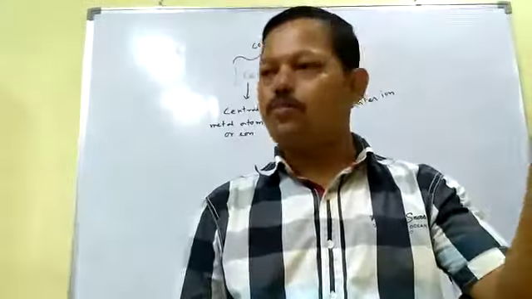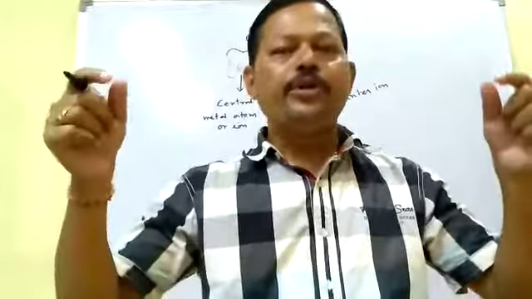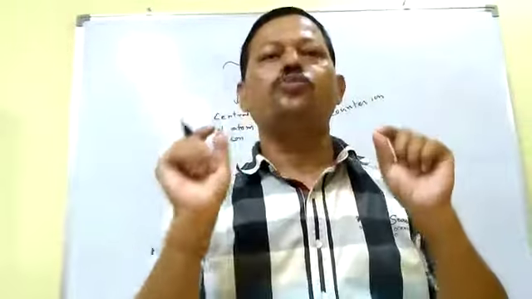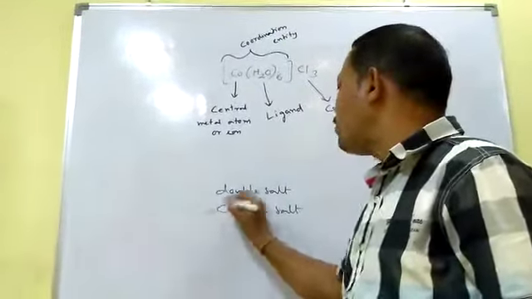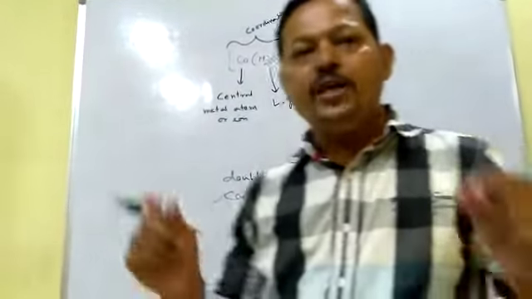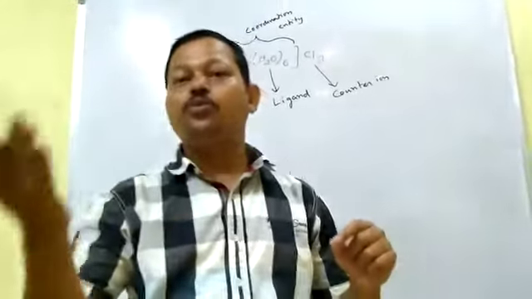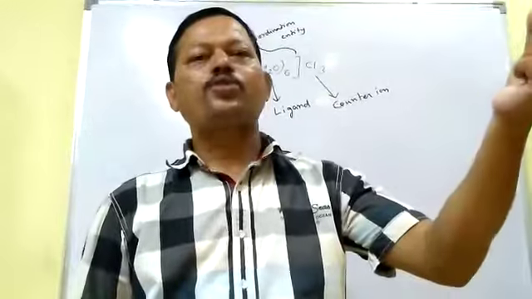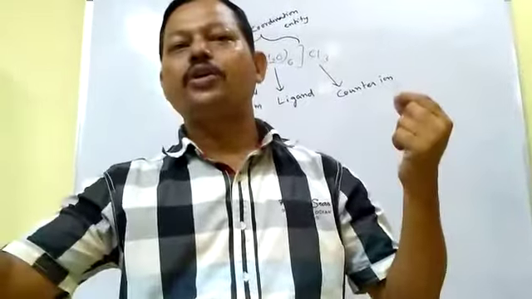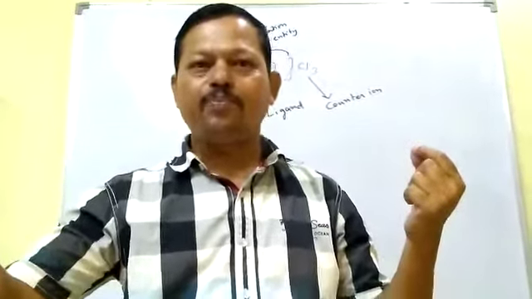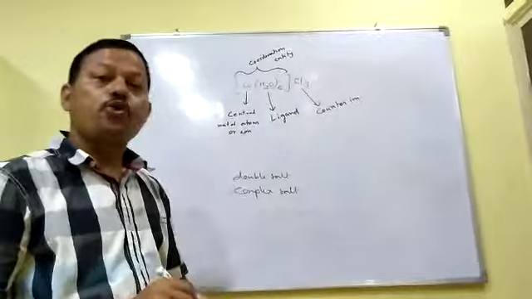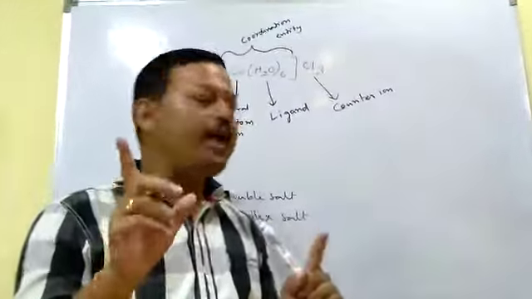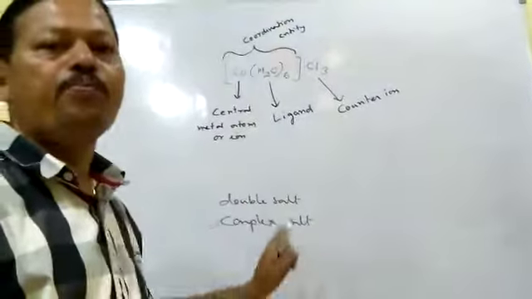If you take this salt 1 mole, that salt should be 1 mole. If you mix equimolar amounts of 2 salts, then there is the possibility to get the complex salt. And if you mix the salts in unequimolar amounts, suppose one salt you have taken 1 mole, another salt you have taken 6 moles, like that, then there is a possibility to get the double salt. So when you mix 2 salts, they may produce either a double salt or a complex salt.